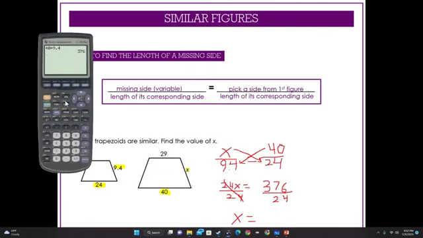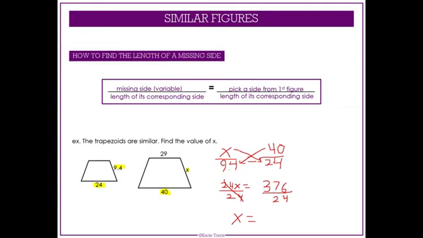So I got 376. I'm going to divide from it that 24. So that 24 is going to give us this right here. I'm probably going to put this as 15.7, just so I can round that and make it a little easier to deal with. So 15.7 is my answer.